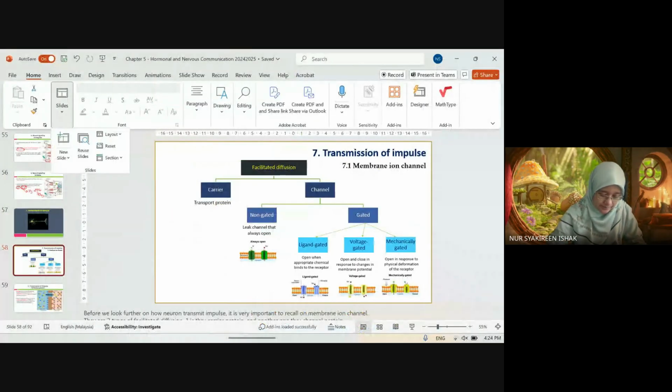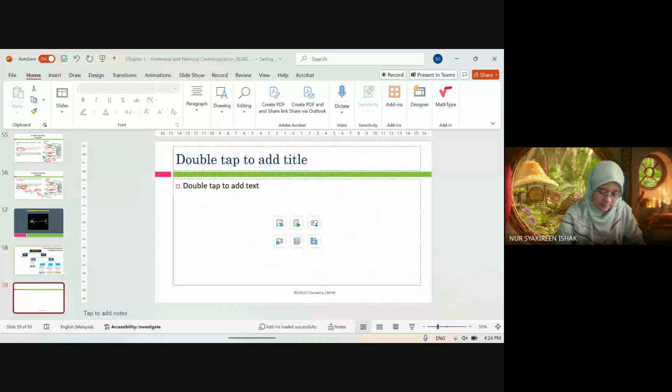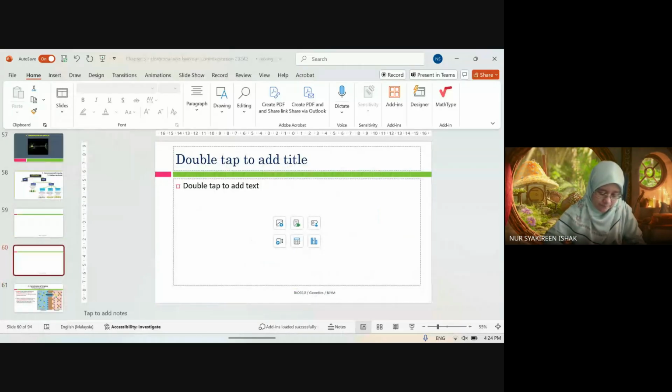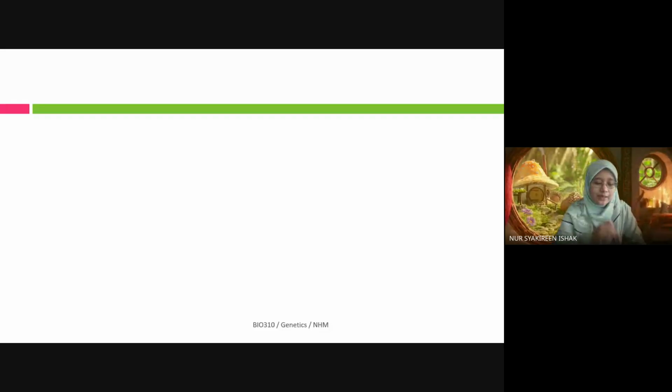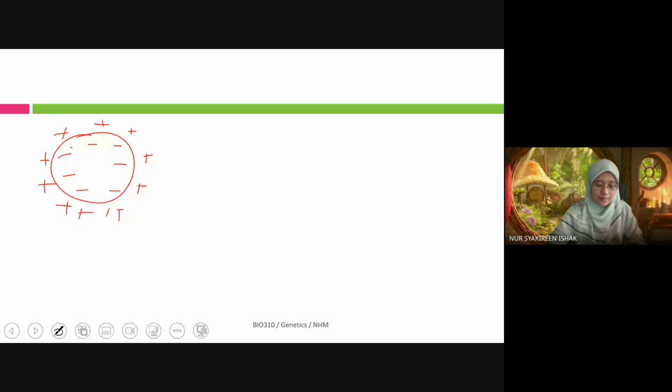Okay, I add a few slides here. Usually, normally your body cells, any cells, the inside of the cell should be negatively charged. Outside is positively charged.